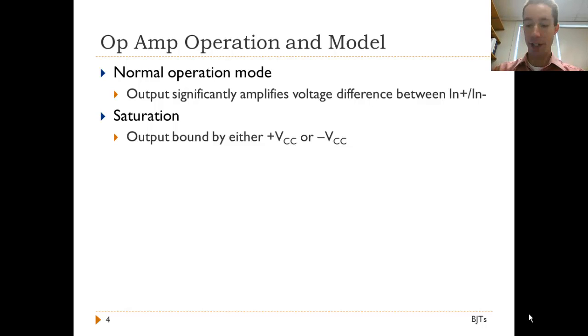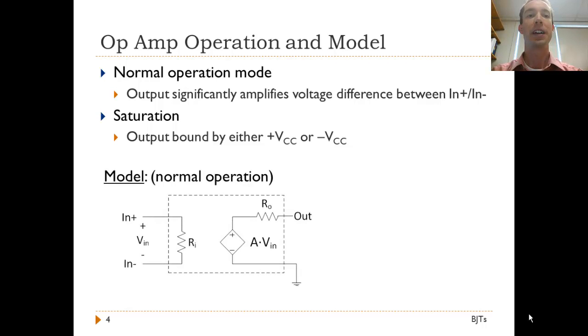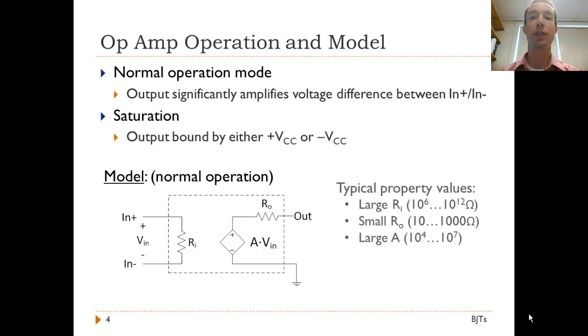A model for an op-amp in normal operation is shown on the bottom left. A dependent voltage source amplifies the voltage difference between the 2 input terminals. As already mentioned, the input resistance Ri is typically quite large, the output resistance Ro is small, and the gain A is very large. Typical values for these parameters are shown on the right.